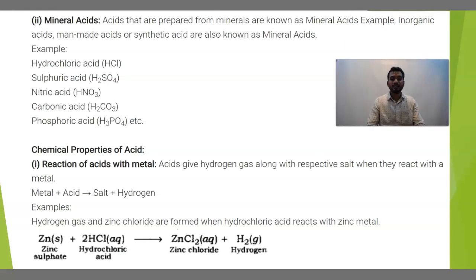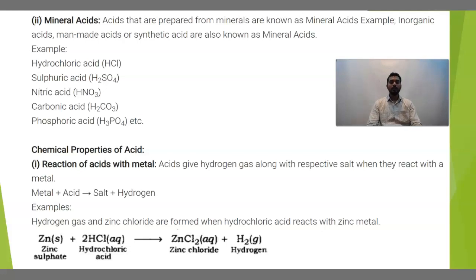These acids are obtained from the minerals of the earth's crust. From the earth's crust we get this type of acids. Those are called mineral acids. They are also called inorganic acids. Your natural acids are known as organic acids. Mineral acids are known as inorganic acids. It means man-made or synthetic acids. Examples: hydrochloric acid, sulfuric acid, nitric acid, carbonic acid, phosphoric acid.